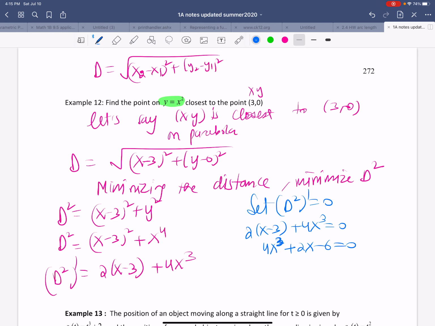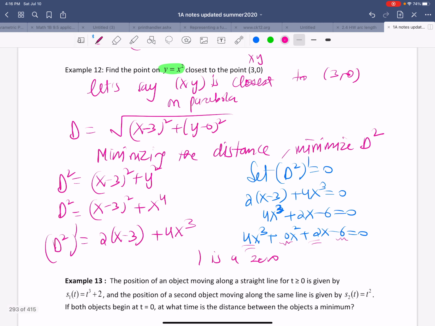I'm going to rewrite it as 4x to the 3rd plus 0x squared plus 2x minus 6 equal to 0. I will probably have to use synthetic division and the rational zero theorem. But I can see that 4 plus 2 is equal to 6, and 0 and negative 6, so the alternate terms add up to opposites. That means x minus 1 is going to be a factor. 1 is going to be a 0 in this case. If I replace x by 1, I'm going to get a 0.